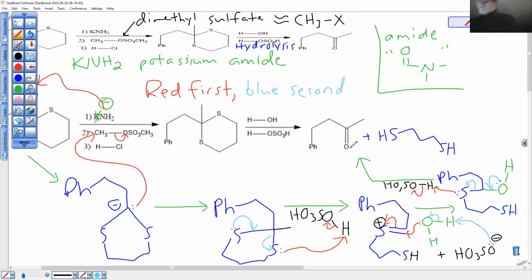And keep in mind, you generated with the red arrows this species here. And it can, with the third color, neutralize the carbonyl. Blue arrows made a carbonyl. Red arrows help the sulfur leave. And there you have it.